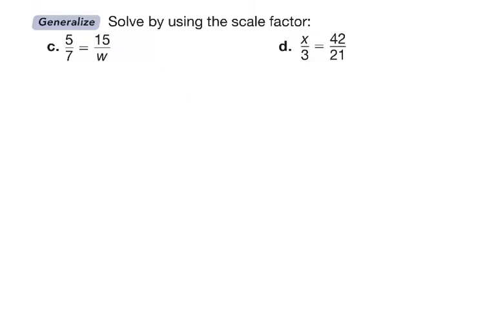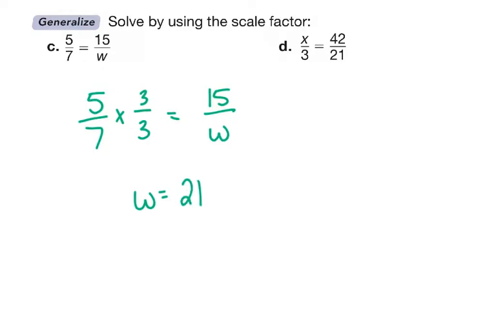All right, so now I want you to solve these two problems using the scale factor. And remember, scale factor is just like doing equivalent fractions, where you just look for what number you are multiplying by to make it equivalent. Okay, let's see what you came up with. So you should have done 5/7 equals 15 over w. 5 times 3 is 15, so we're going to do 7 times 3, which tells you that w equals 21.